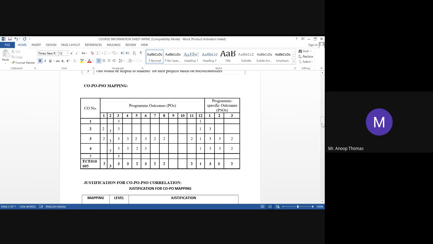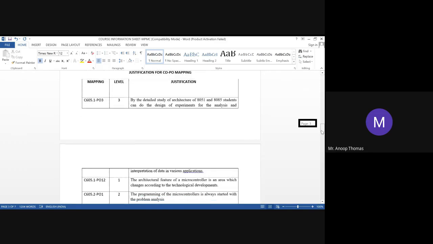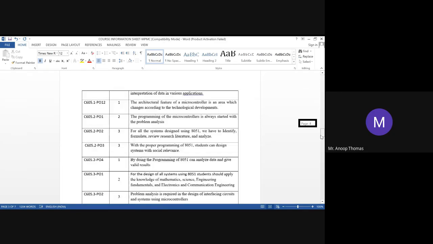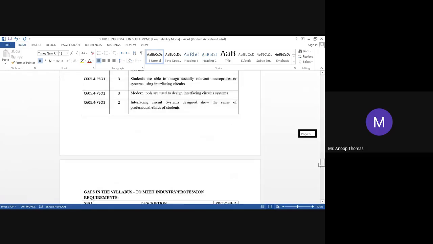So this is your course outcome, program outcome, PSO mapping. PSO is program specific outcomes. How you relate these 5 course outcomes with the various POs and PSOs, which are generic, is explained here. The justification for that is described in the further sections, which you can go through and understand, just to make you aware that these are the things which we are trying to teach you. These are the things which you should gain once you complete this particular course.